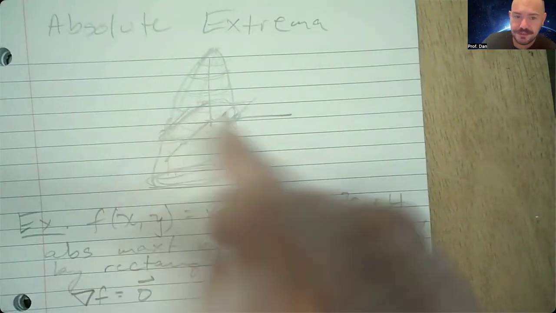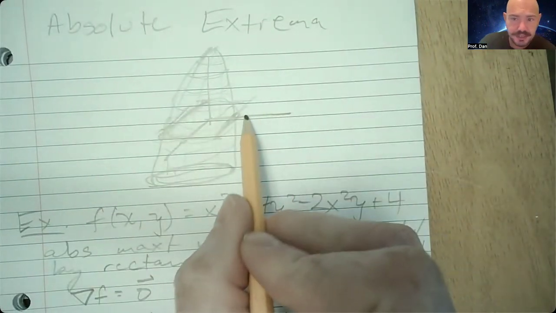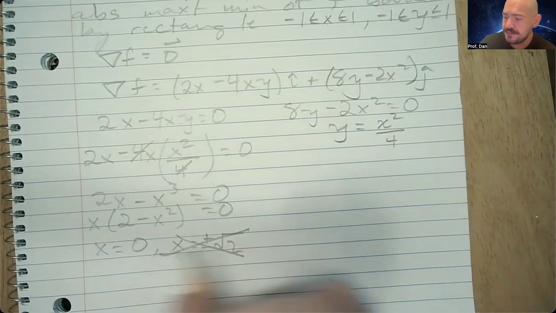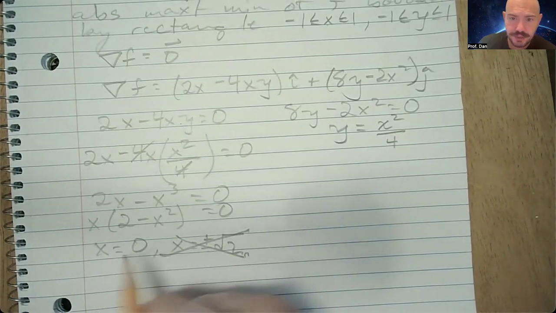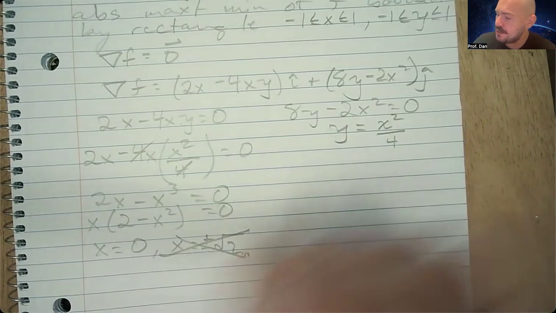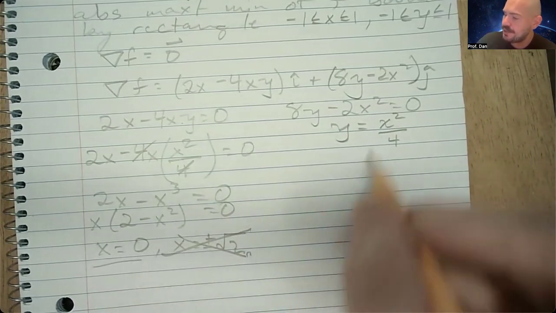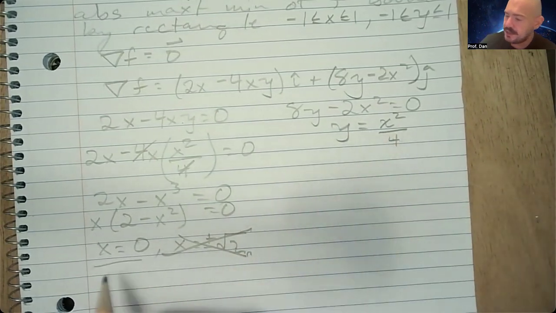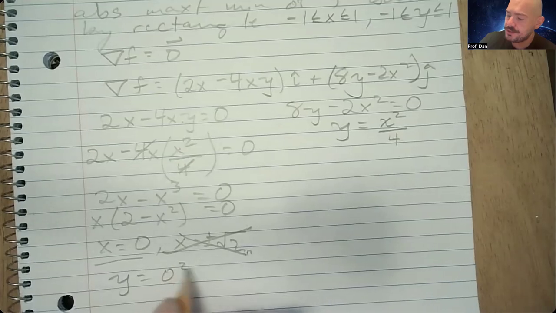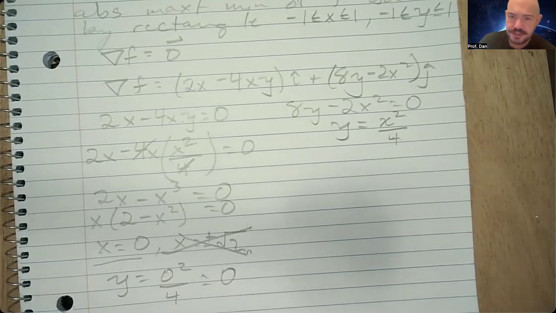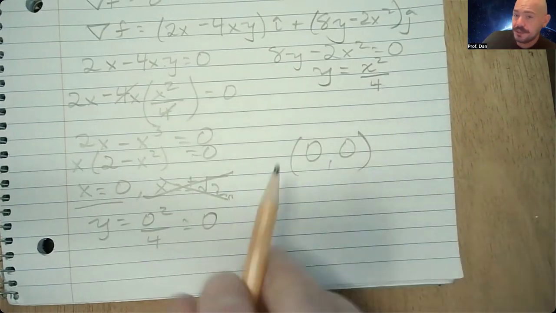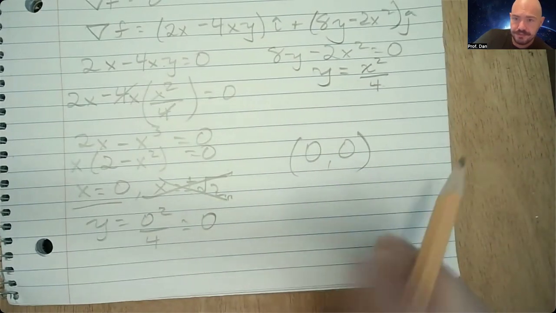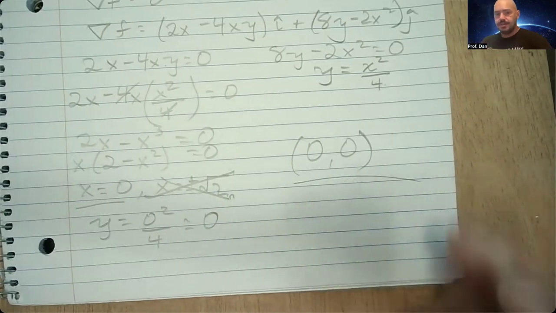The x coordinates that we just got there would be like out here. So we're not concerned with those. Don't need them. These are outside the rectangle. We only need to worry about x equals 0. So if x is equal to 0, we can go back to our equation for y and figure out that y is 0 squared over 4, also known as 0. So the critical point that we got, and we only have one that we need to consider, is 0, 0. So we have one critical point, 0, 0.